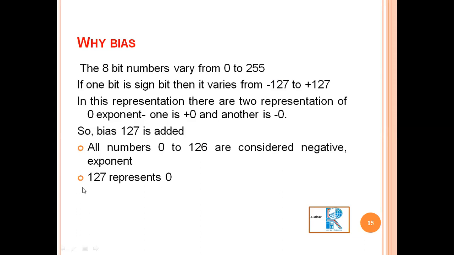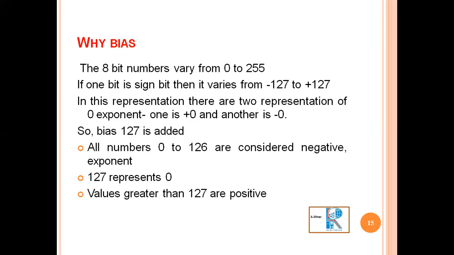127 represents 0. Why does 127 represent 0? Because 127 is actually 0 plus 127. We have added the bias here. So 127 represents 0. See here, there is no positive 0 and negative 0, simply 127. So that means actually 0, because we are adding 127. And values greater than 127 are positive.